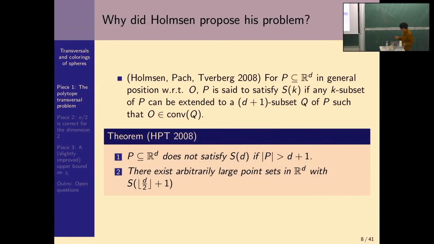But actually, how can we obtain this construction, I mean the arbitrarily large point set in R^D? Actually, I think this is quite a deep result. This is coming from the cyclic polytopes, the Gale duals of cyclic polytopes. And let us look at that.